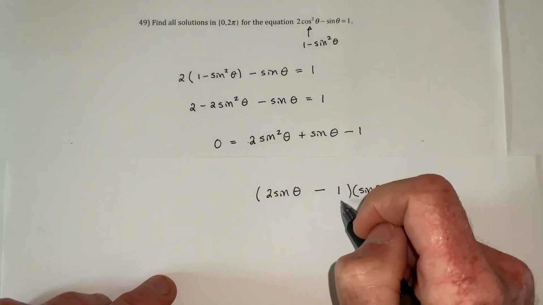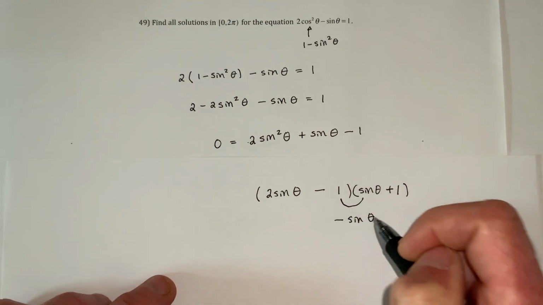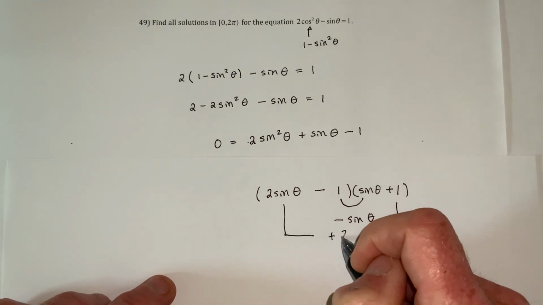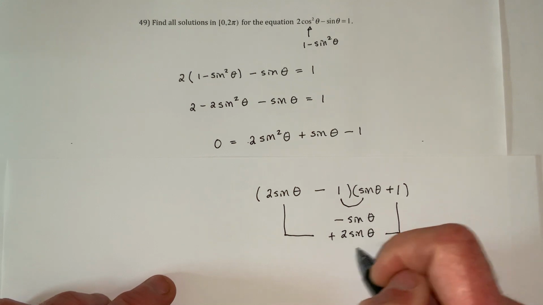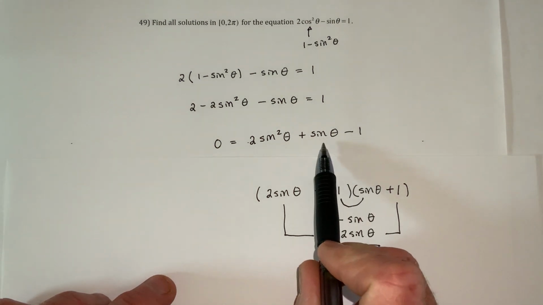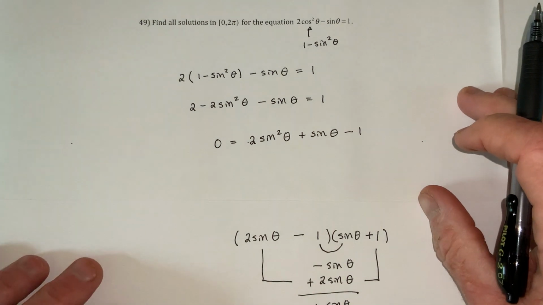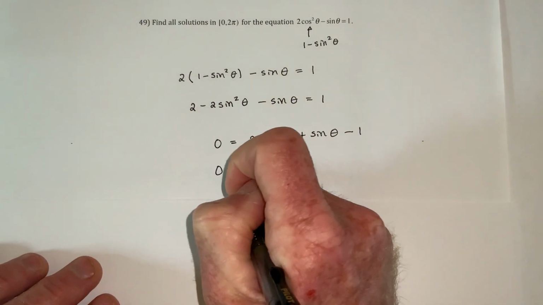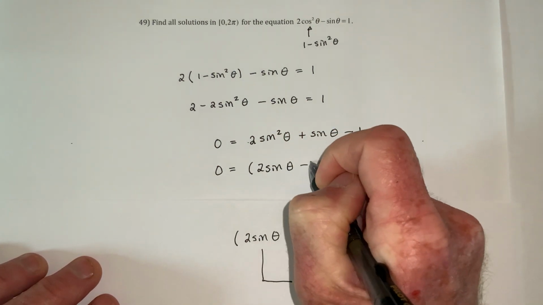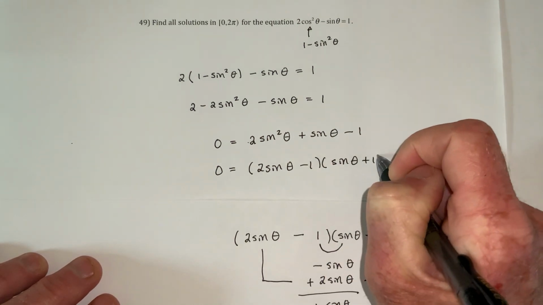And then let's see if it worked. So when you multiply these, that's negative sine of theta. And when you multiply these, that's going to be positive 2 sine theta. And that leaves behind a positive sine theta, which is exactly what that is. So it does work. I can factor it. Now I'll just transfer that to my actual answer. So it factors as 2 sine of theta minus 1, and then sine of theta plus 1.